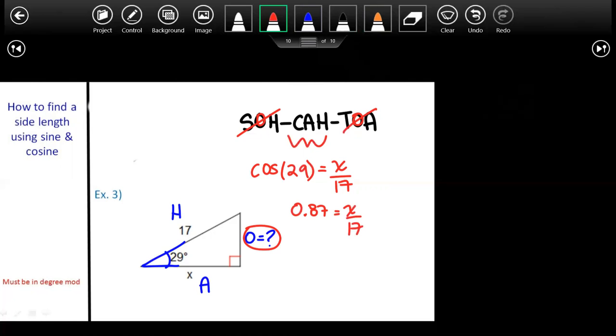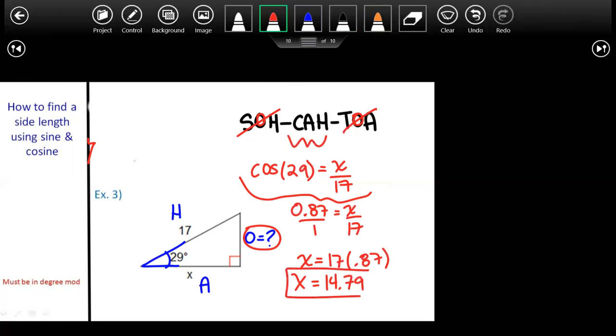What'd you guys get for cosine? 0.87 equals x over 17. What do we do here now? So this is going to give us this. And then we're going to cross multiply. We're going to get x is equal to 17 times 0.87. And what'd you guys get? 14. Cool beans?